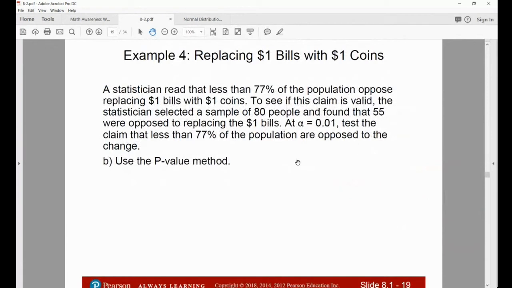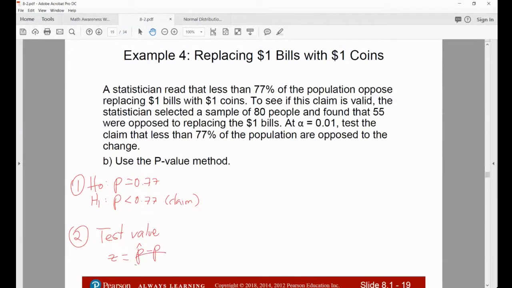Let's solve the same problem from before, but now using the p-value method. In this case, we're going to have the same hypothesis because it's the same problem. This doesn't change. So the first step is the same. Now in the second step, we need to find the test value. And we already know the value of z. The value of z was negative 1.75, right? That was the value that we obtained.